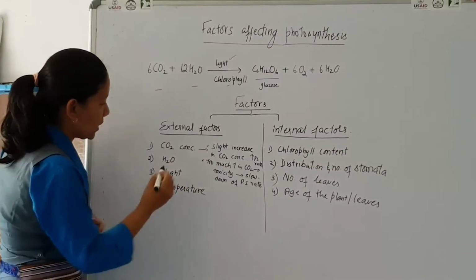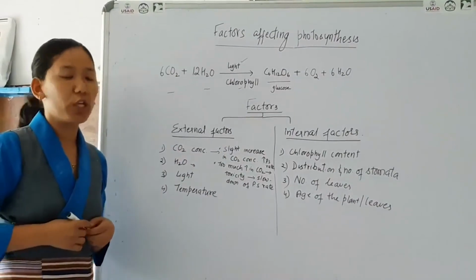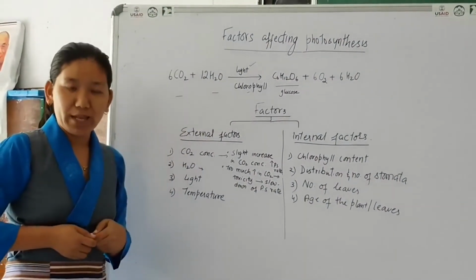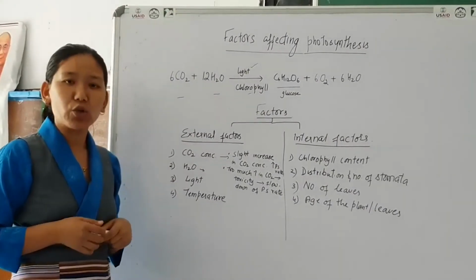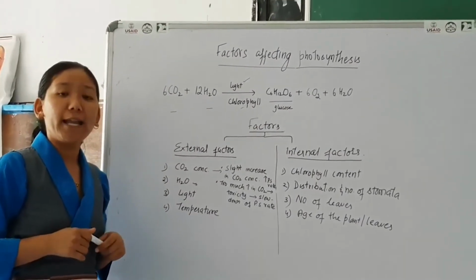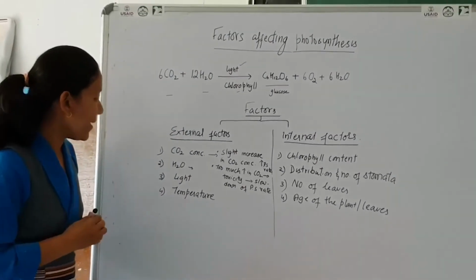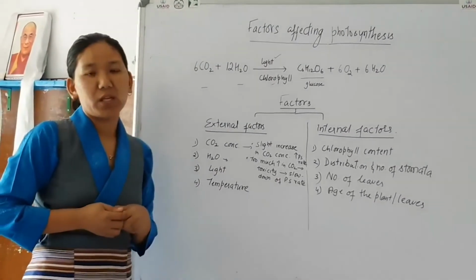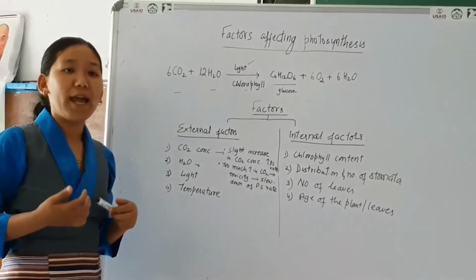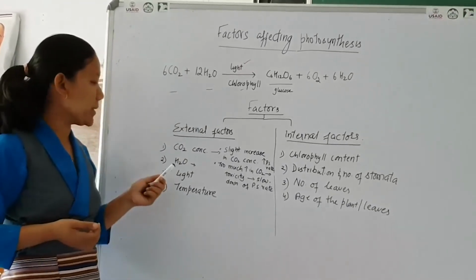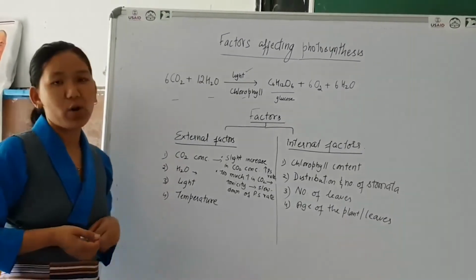Next, water. We know that water is one of the important components, especially during the light reaction and also in the dark reaction. This water is a source of electrons during the electron transport chain in the light reaction. And again, this water, which is present in all the cells, acts as a medium for enzymatic action. So in the absence of water, of course, no reaction can take place.